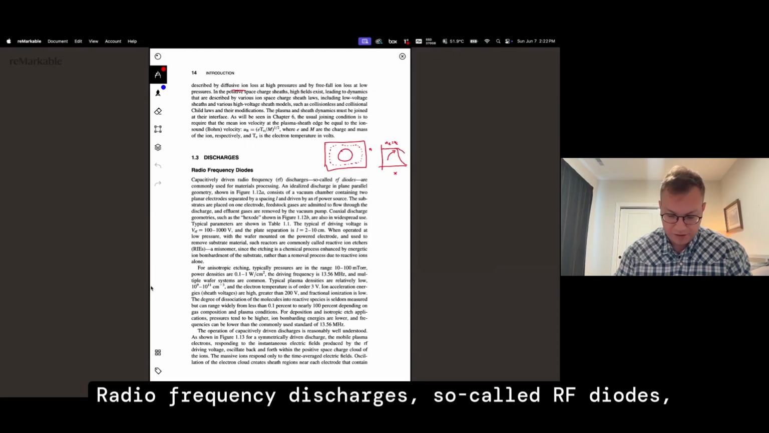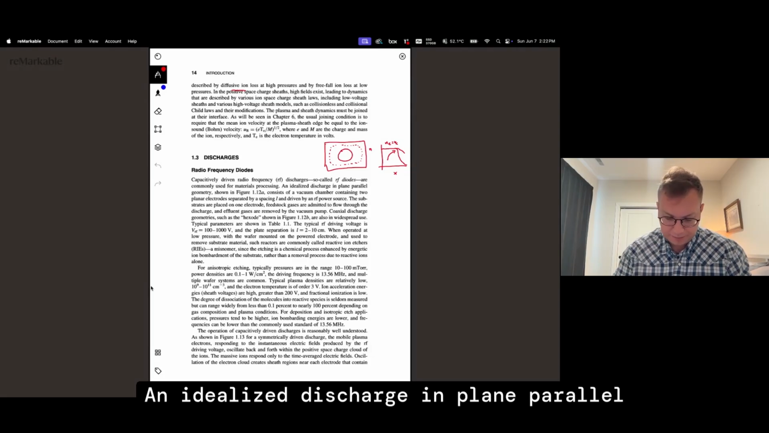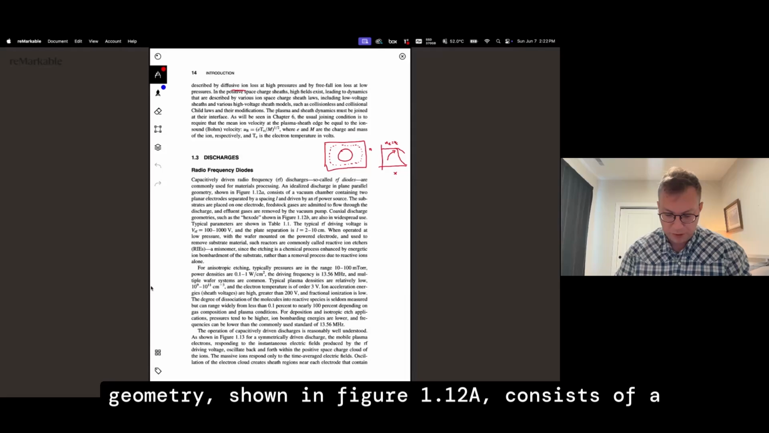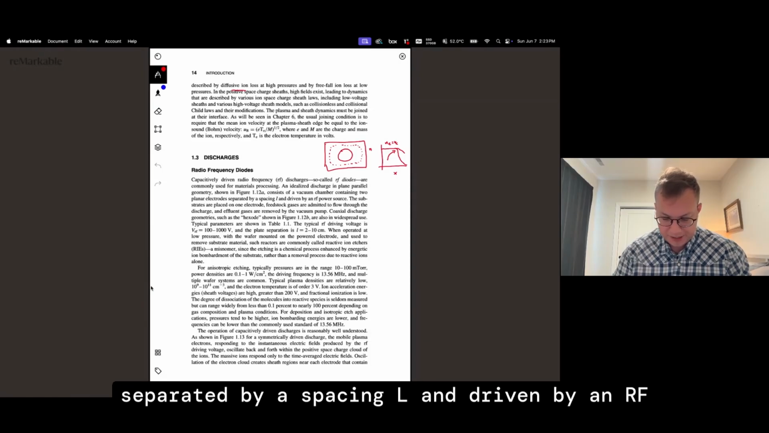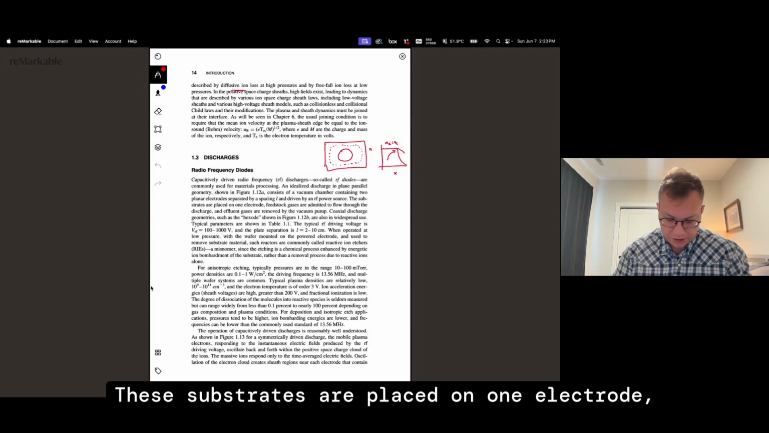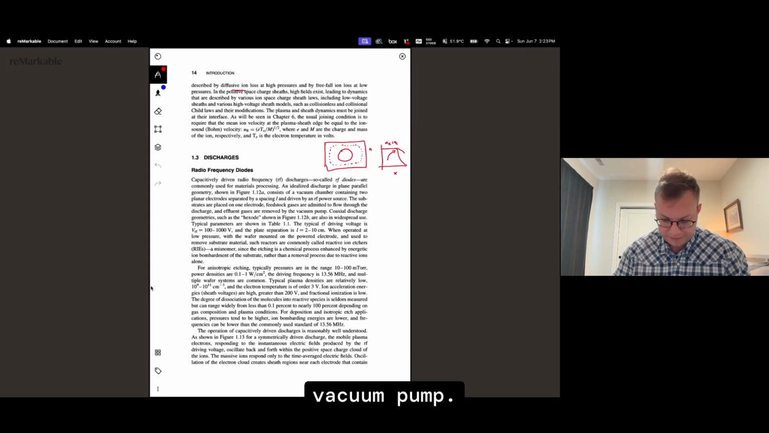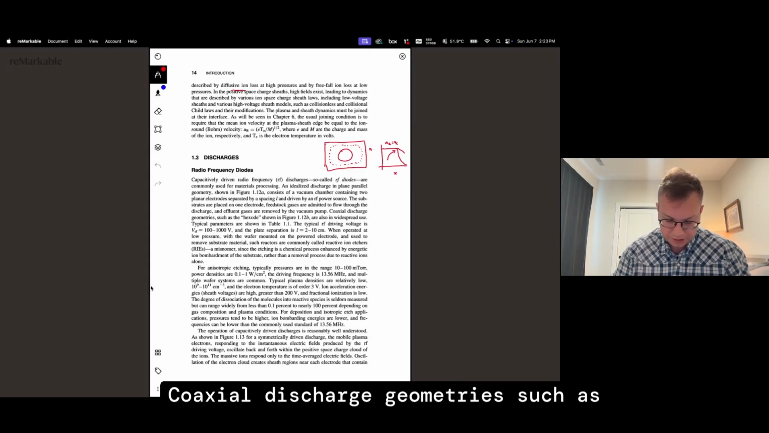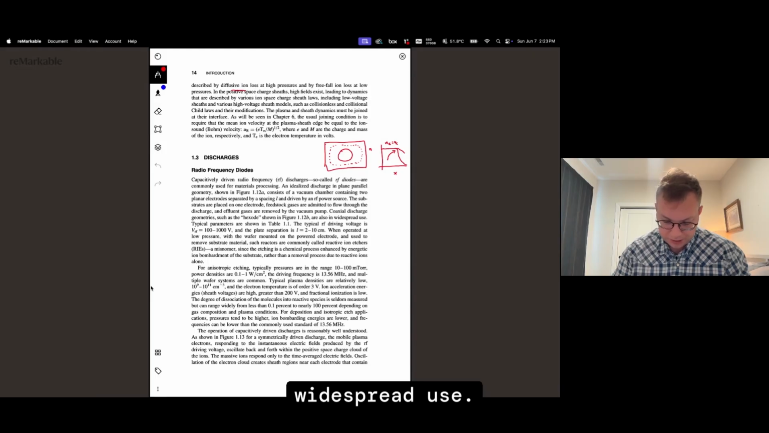Capacitively driven radio frequency discharges, so-called RF diodes, are commonly used for materials processing. An idealized discharge in plane parallel geometry, shown in figure 1.12a, consists of a vacuum chamber containing two planar electrodes separated by a spacing L and driven by an RF power supply. The substrates are placed on one electrode, feedstock gases are emitted to flow through the discharge, and effluent gases are removed by the vacuum pump. Coaxial discharge geometries, such as the hexode, shown in figure 1.12b, are also in widespread use.